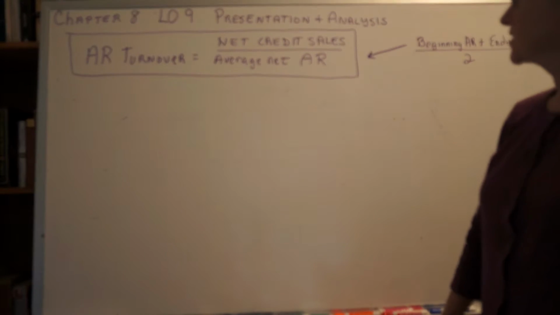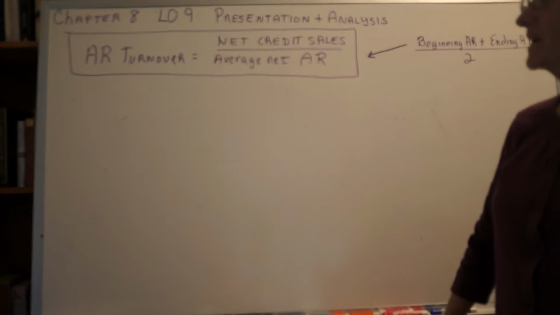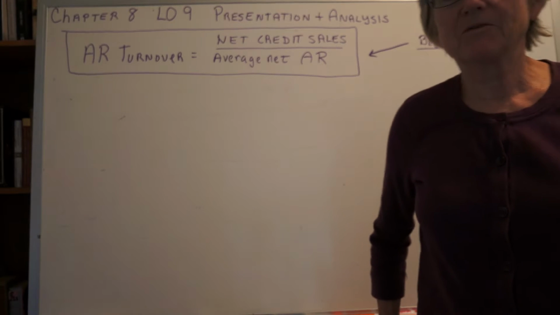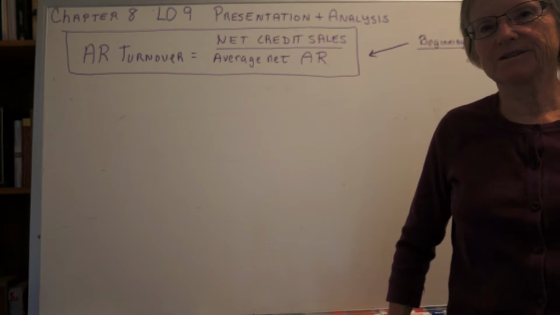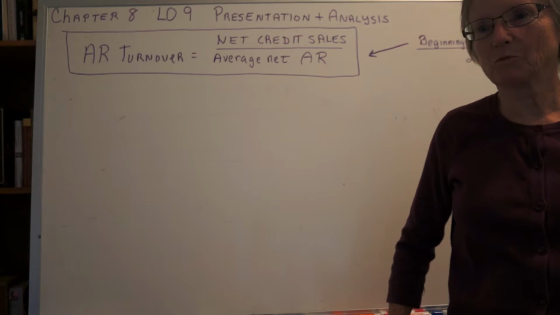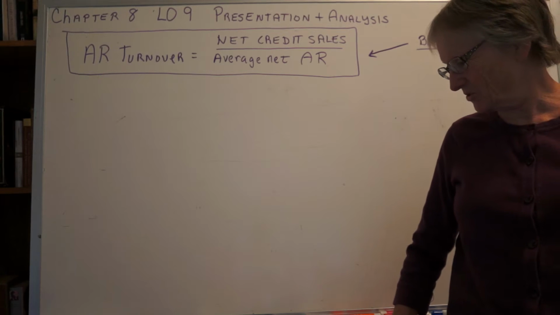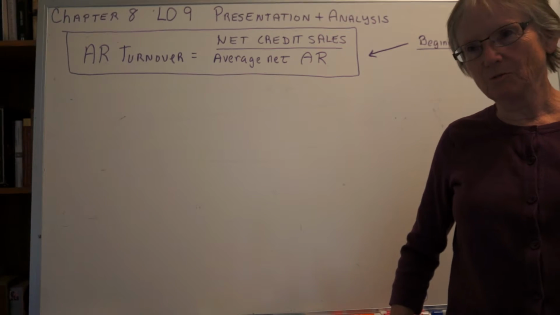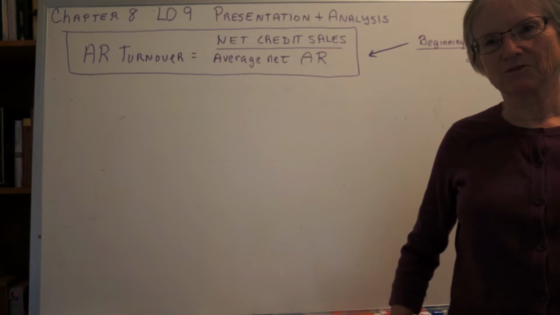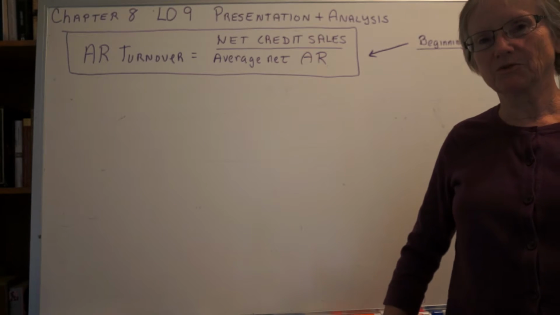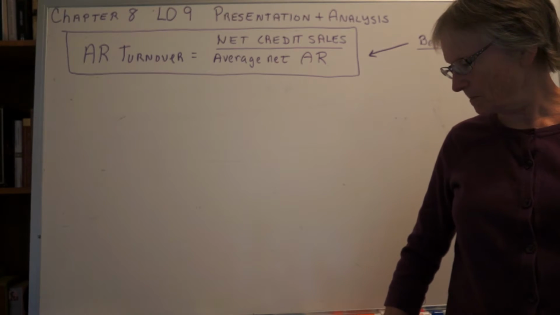Okay, so learning objective 9, presentation and analysis. For the presentation part, your receivables are current assets reported at their net realizable value, which translates into accounts receivable less allowance for doubtful accounts. What are we really going to collect? That's what we report on the financial statement.